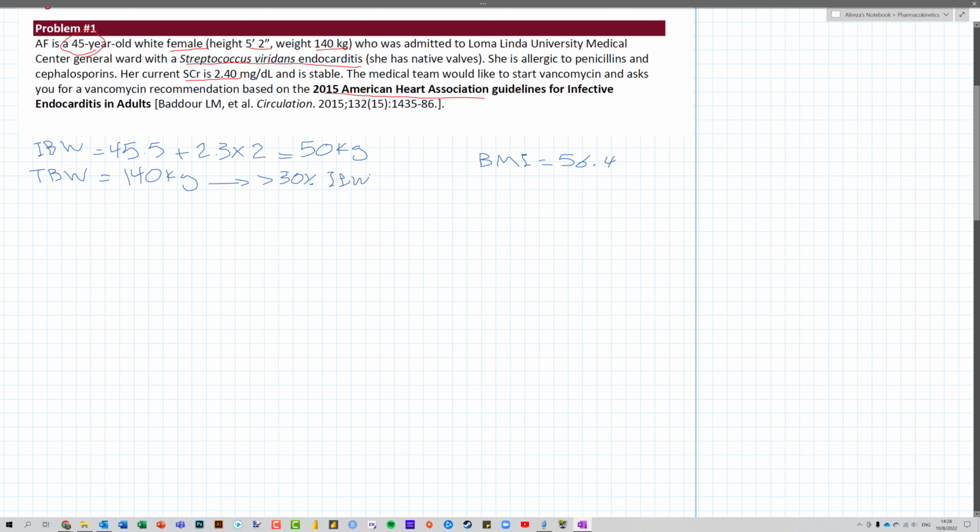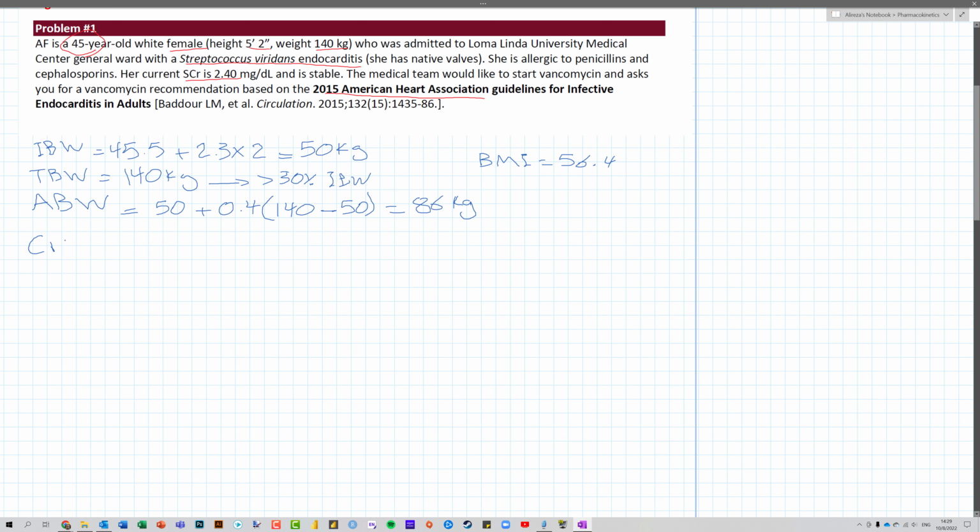So this is more than 30% of ideal body weight. So we are going to calculate adjusted body weight, which is essentially the ideal body weight plus 40% of the difference between ideal body weight and total body weight. So total body weight is 140 kilos minus 50, which would give you 86 kilogram as adjusted body weight. And of course, for vancomycin, we always use total body weight when it comes to dosing. And the reason we're calculating adjusted body weight is literally for the purpose of calculating creatinine clearance.